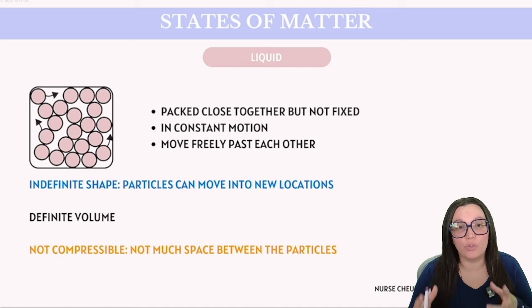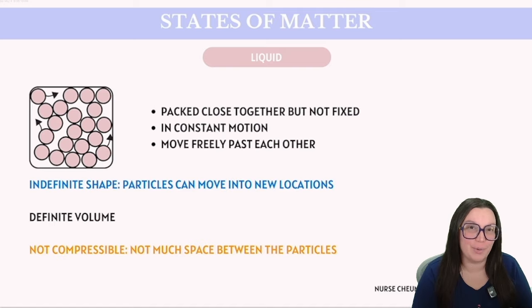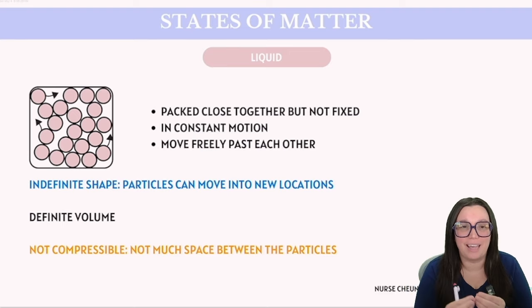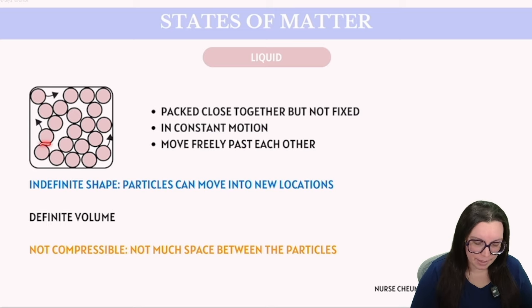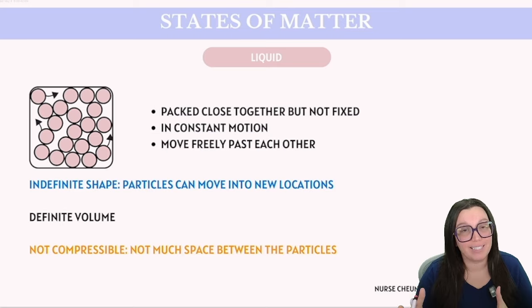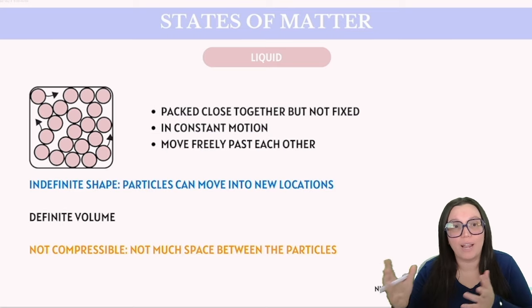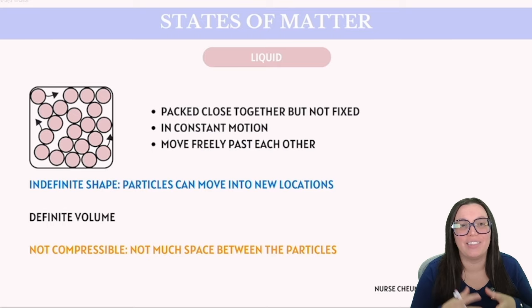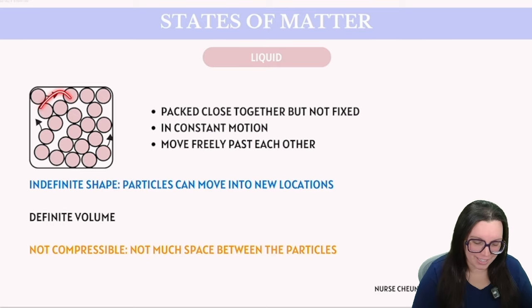So let's take a closer look at what the particles of liquid look like. Unlike the particles that we see in solid, which are tightly packed together, the particles in liquid are close together, but they exhibit much greater movement. In liquid, particles are not fixed, but they move more freely around each other. They swim, they wiggle a little bit past each other. This is actually observed here in our diagram.